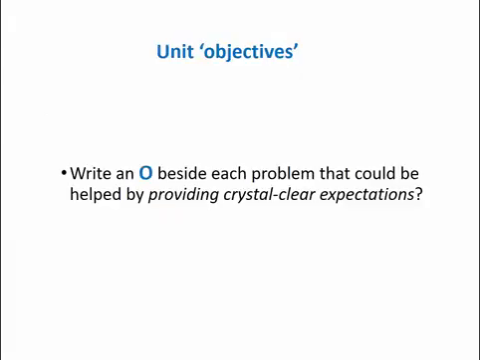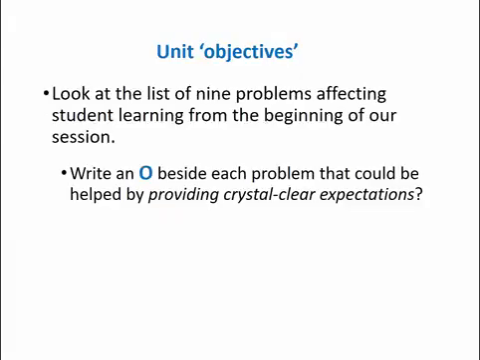So keeping that in mind, what we want you to do for unit objectives, on that list of 9 problems that affect student learning from the beginning of our workshop, write an O for objectives beside each problem that could be helped by providing these crystal clear expectations.